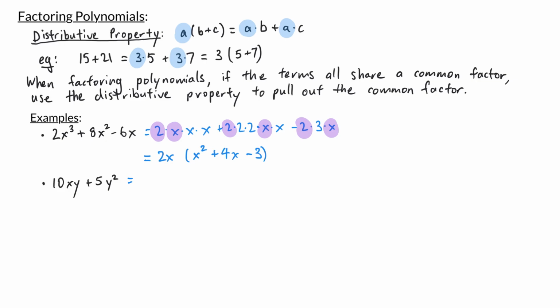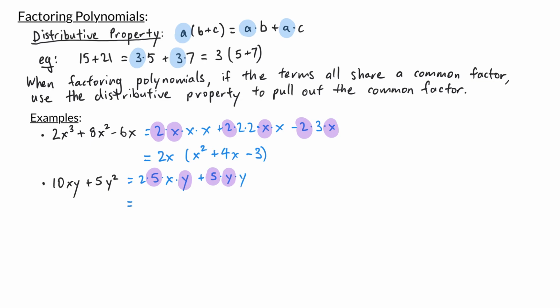Well, in the first term, 10xy, we can break this down as 2 times 5 times x times y. And then in our second term, we have 5y squared, which I can write as 5 times y times y. Now, looking at these terms, we see that we have a 5 in common, and we also have 1 factor of y in common. So a 5y can be pulled out using the distributive property.